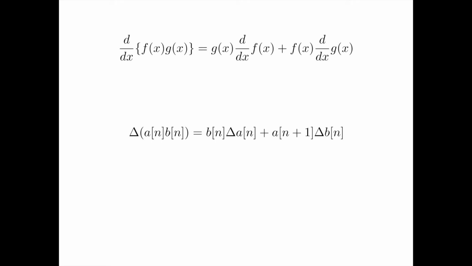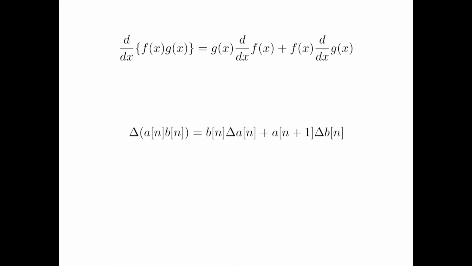So delta a of n times b of n is equal to b of n times delta a of n plus a of n plus 1 times delta b of n. Now that looks a good bit like the product rule from continuous calculus. In fact, that 1 corresponds to the value of h we chose. So the smaller and smaller values of h we use, the closer the discrete product rule is to the continuous product rule. One slightly annoying thing about this product rule is that it isn't symmetric.